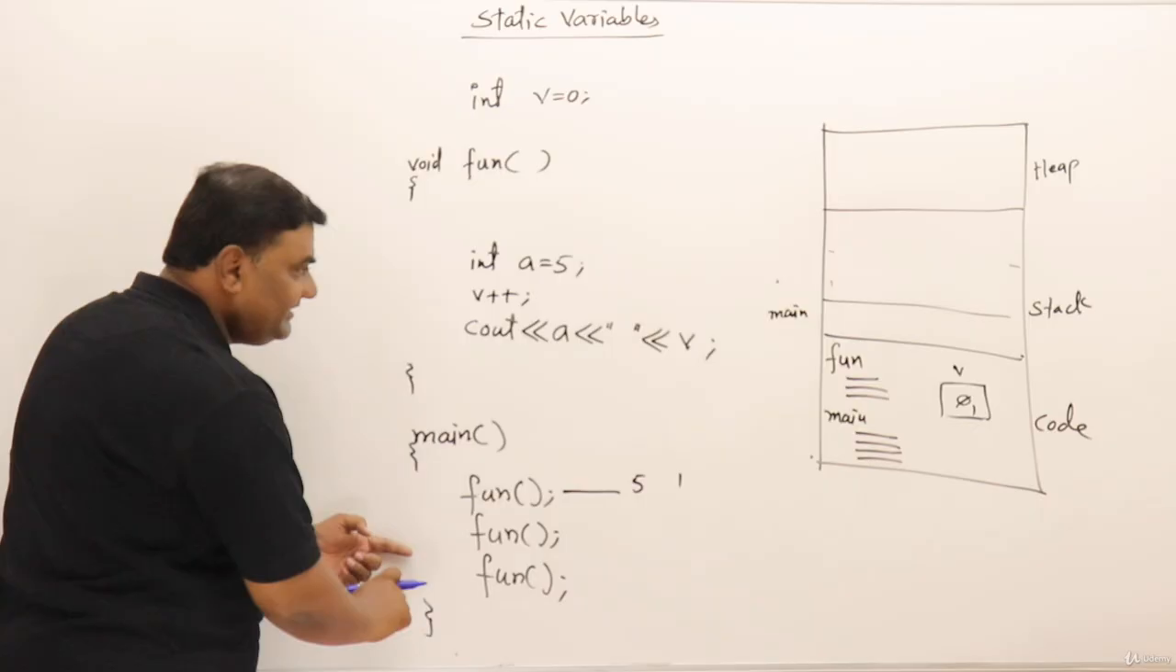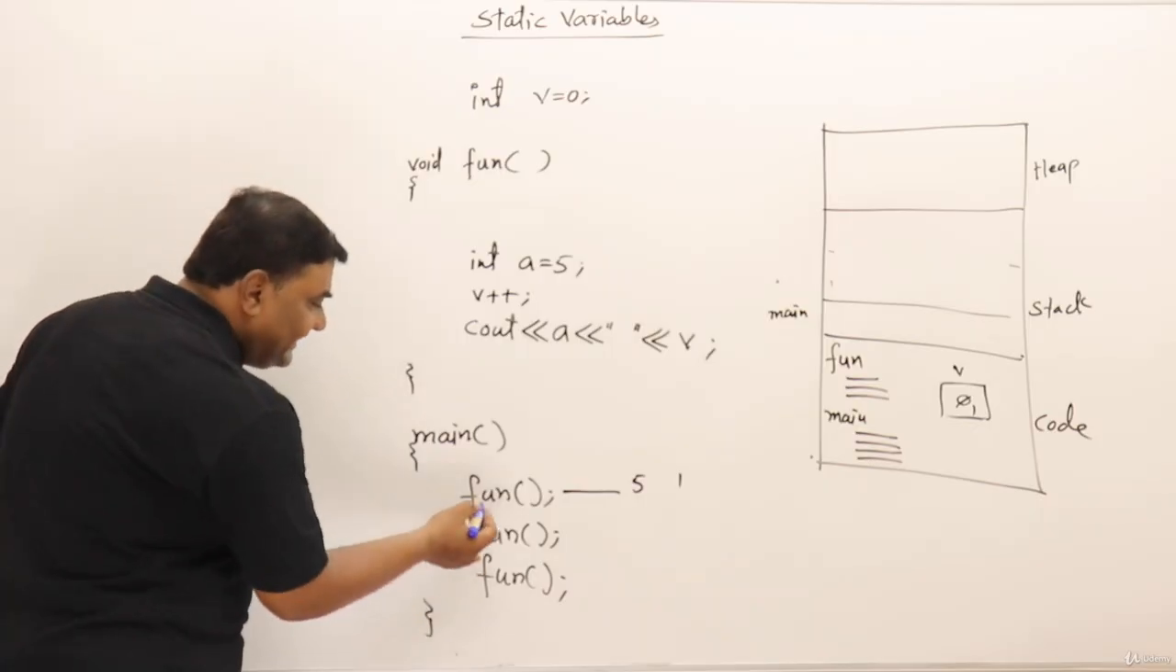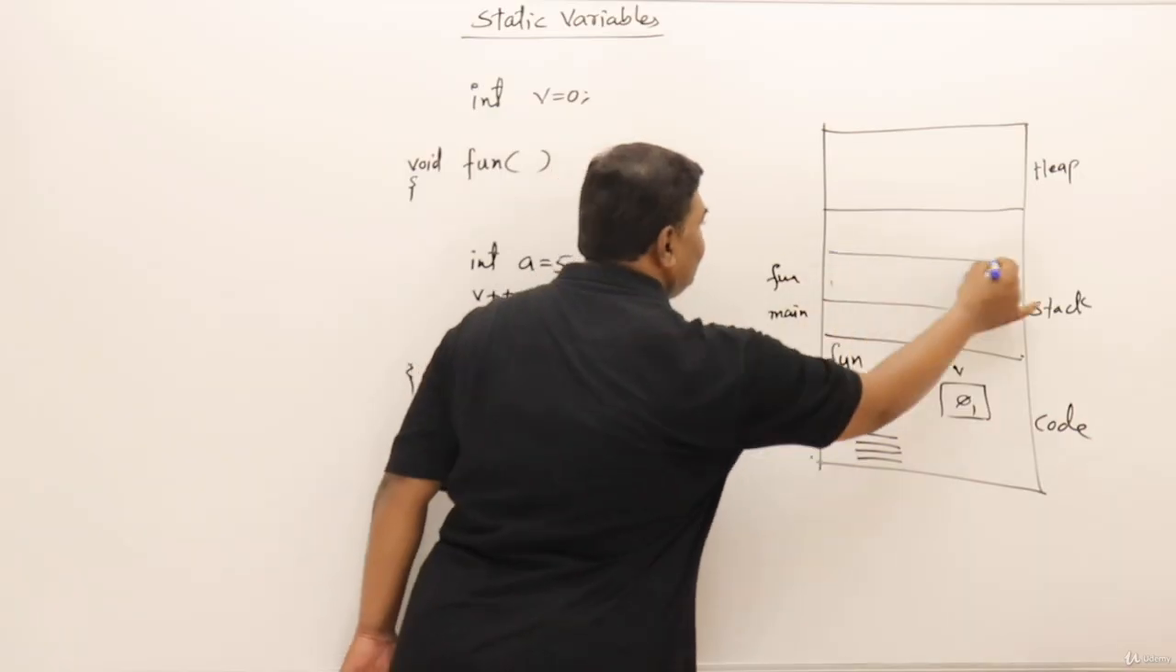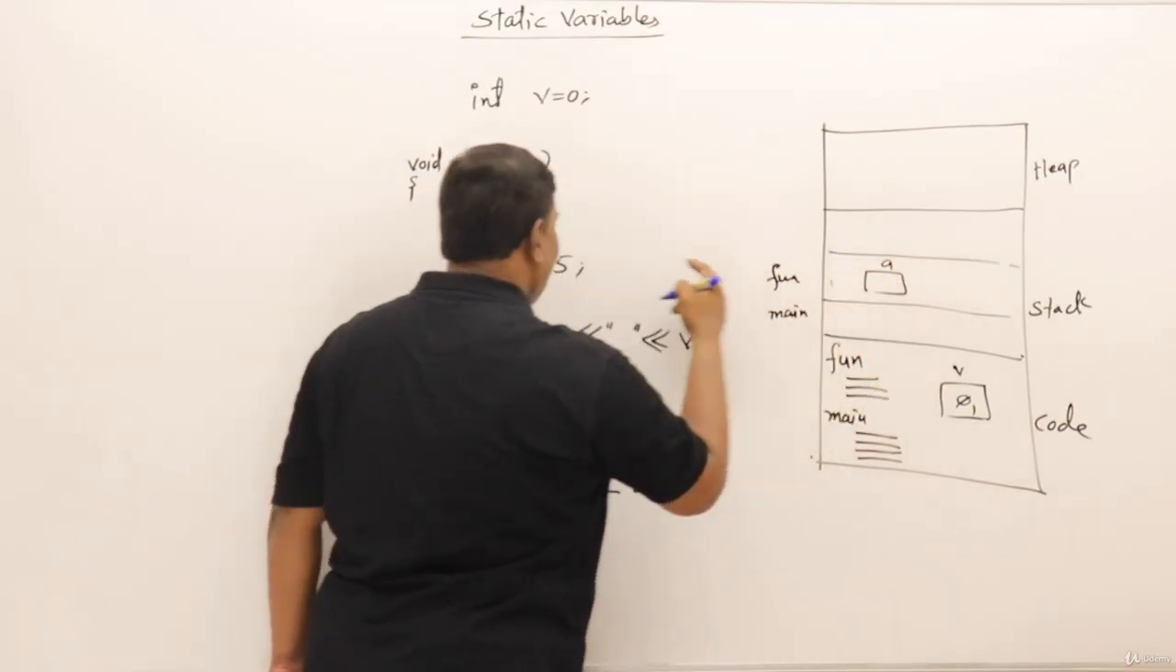Then it comes back to the main function. And what is the next line? Again the function call. Again the function is called, so the activation record is created, and a is created.